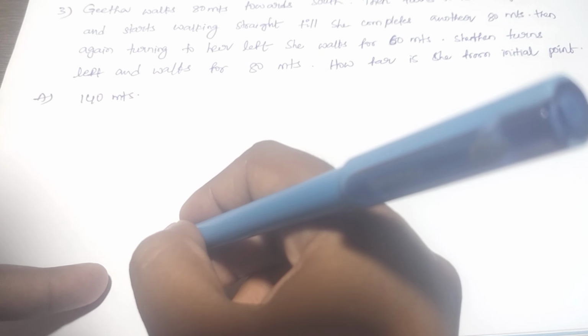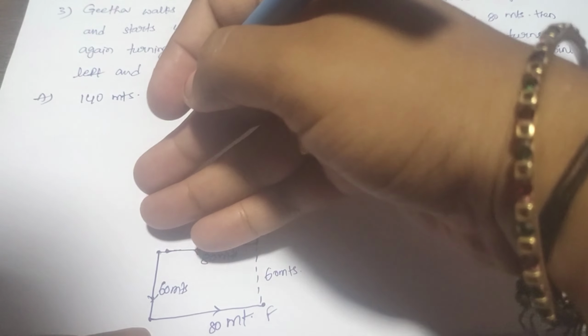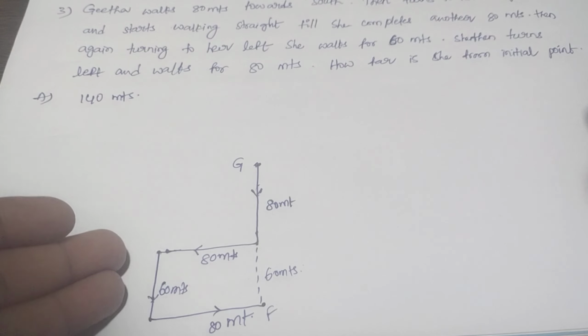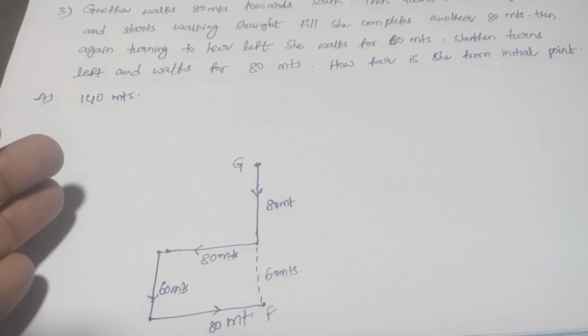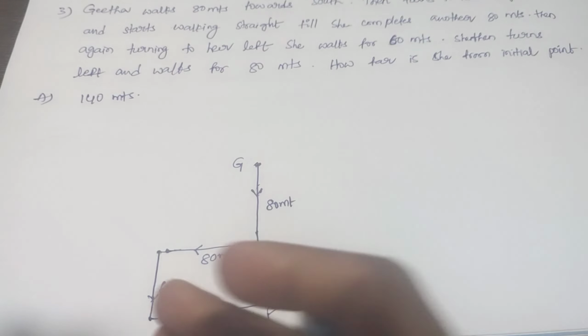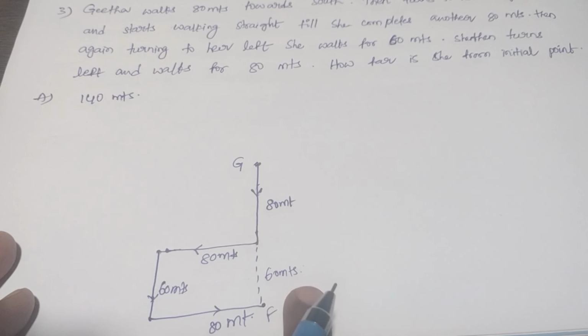And again, she turned left and she is in this direction, and again she turned left. Left means downwards. Okay. And walks for 60 meters. Then she turns left. Now again she is in south direction. Her left is our right. I am drawing in this direction. And walks for 80 meters.